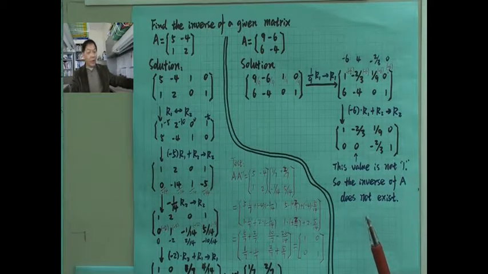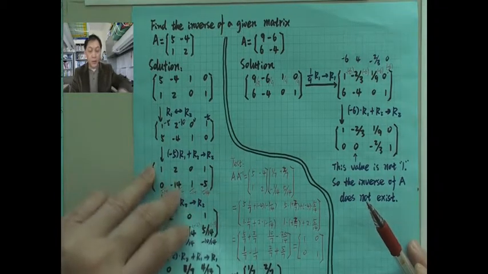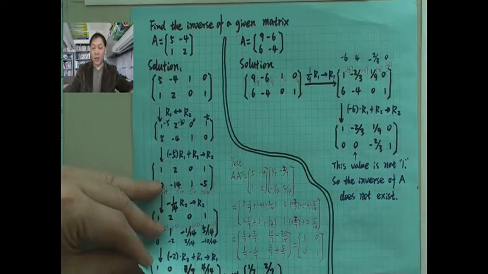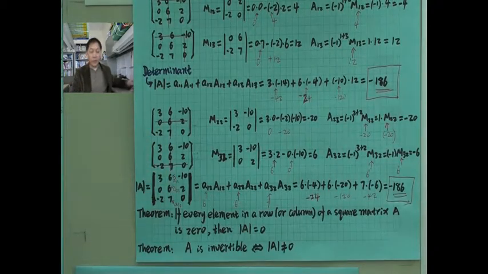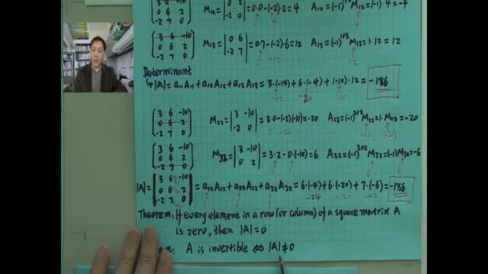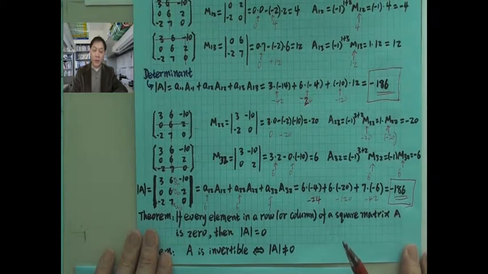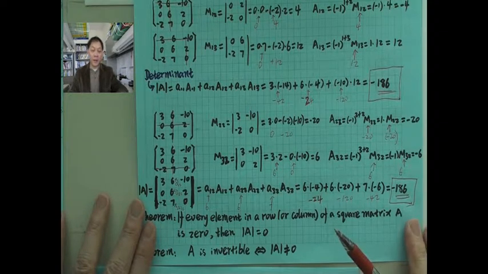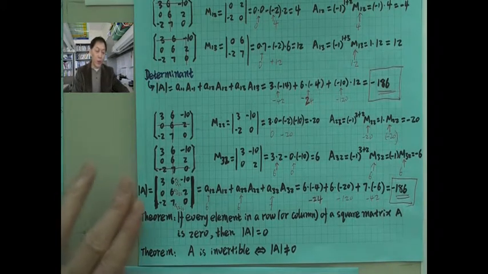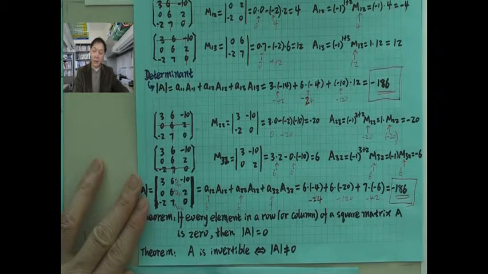That's why we say, if A is invertible, then the determinant of the matrix cannot be zero. Okay, if it's not zero, then A will be invertible. Okay, this is just a note. We didn't strictly prove this theorem, but let's accept this fact.